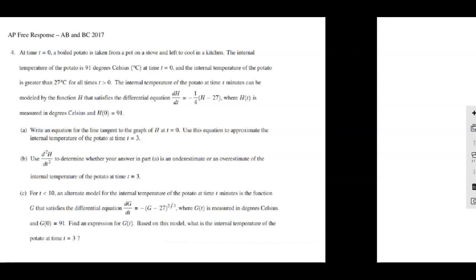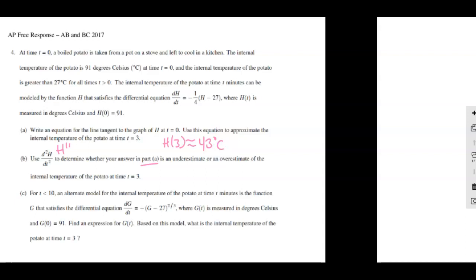All right, part B. It says use d squared h dt squared. That's just use h double prime. Use the second derivative to determine whether my answer to part A is an underestimate or overestimate. So I guess I need to write that, right? We had h of 3, that was about 43 degrees Celsius.